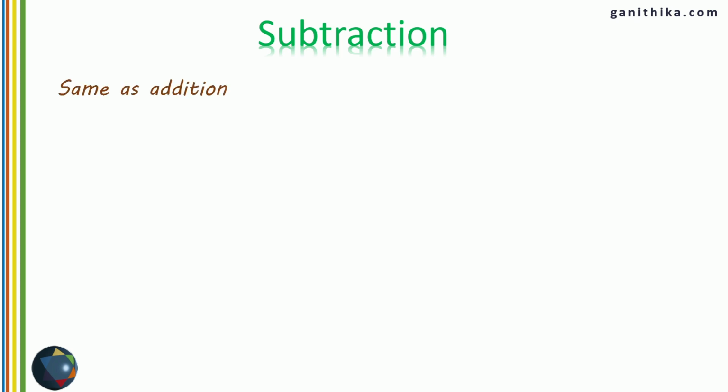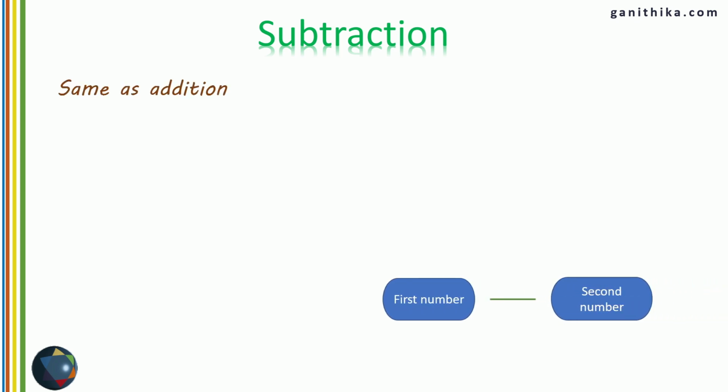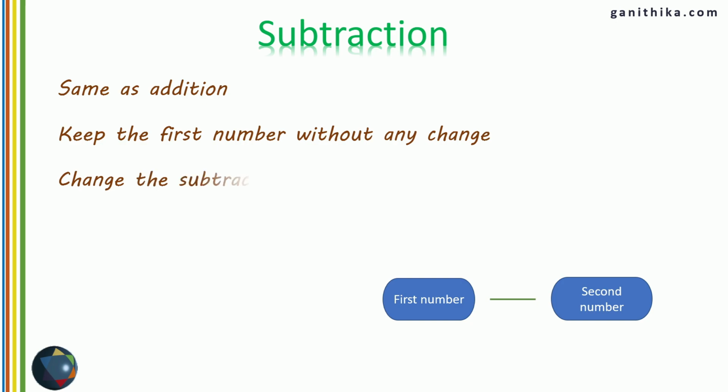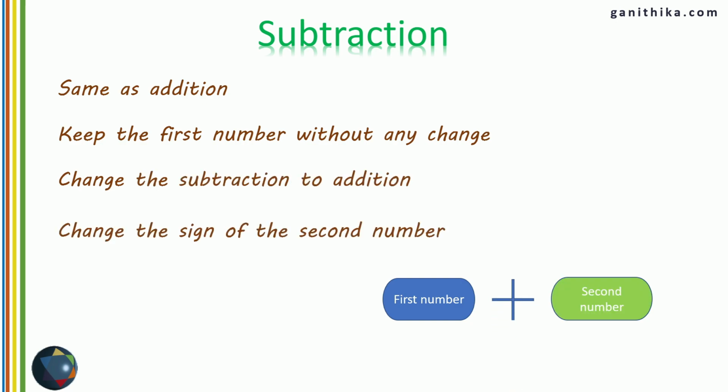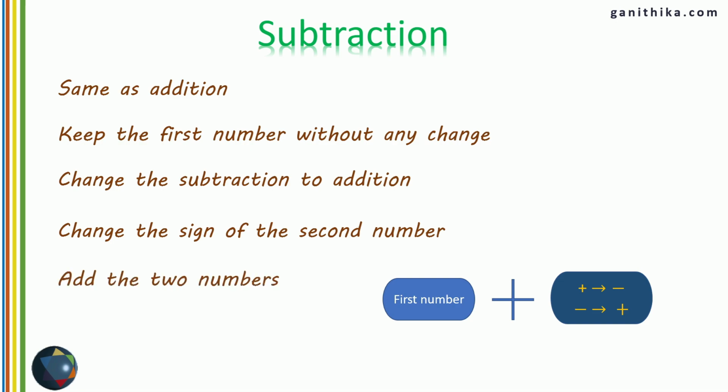Next, subtraction is the same as addition. So first number subtract second number. In this case, keep the first number without any change. You don't change the first number. Change the subtraction to addition question. Change the sign of the second number, positive to negative. If it was negative, change it to positive. So now you have addition question between two integers. So add the two integers according to the addition rules, and that will be your answer for subtraction.